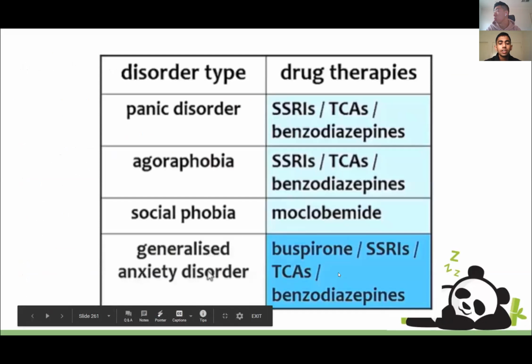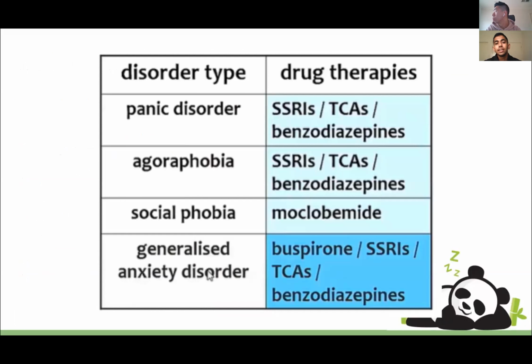These are certain indications in other disorders that you might use antidepressants. So there's a lot of overlap between antidepressants and anxiolytics when we're actually using them, but you don't need to know that kind of stuff.